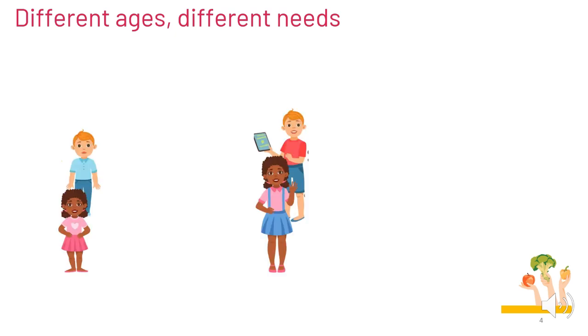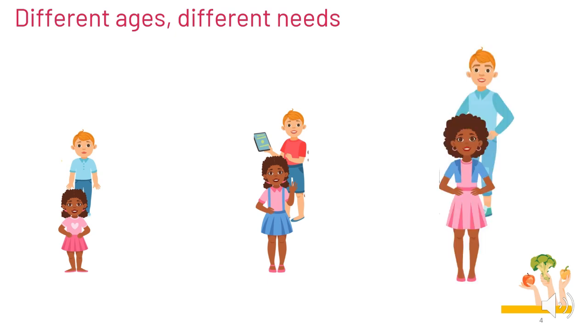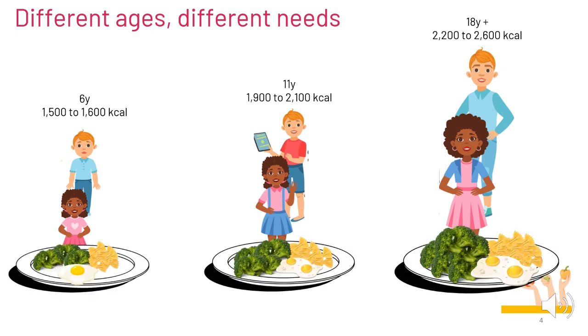The activities of this training target children aged 6 to 11. So let's compare their energy needs with those of an adult. A 6-year-old child needs between 1500 and 1600 kilocalories per day. An 11-year-old child, between 1900 and 2100 calories. An adult, between 2200 and 2600 calories. So we should not put the same amount of food on their plates. You can see it very well in this example.